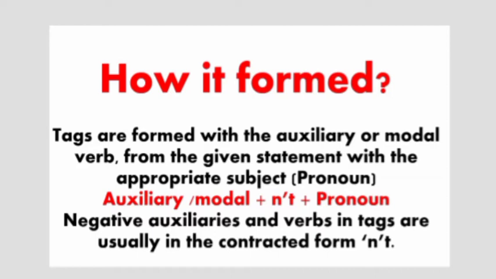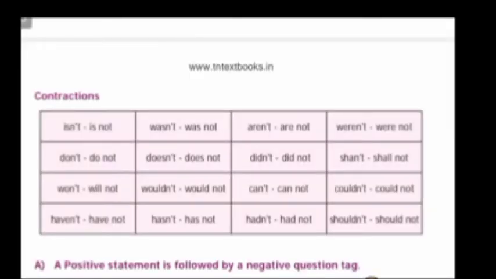So we will see some contractions. Isn't, is not; wasn't, was not; aren't, are not; weren't, were not; don't, do not; doesn't, does not. These are all the contractions.